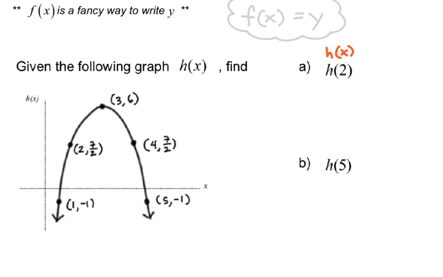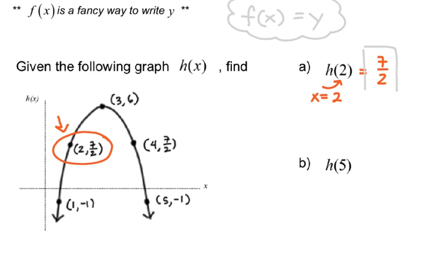h(x) = y. So that means we have x = 2, and we need to find some output y. Well, where does x equal 2? x equals 2 at this ordered pair. And what is my output value? My output, or my y value, is 7/2. So 7/2 represents the answer here.